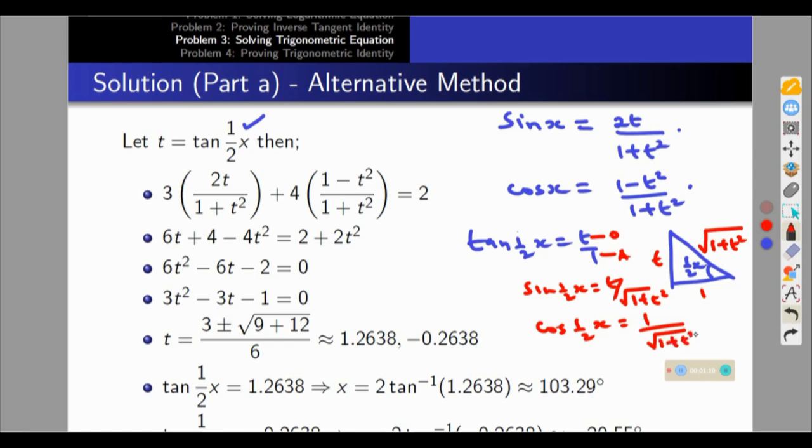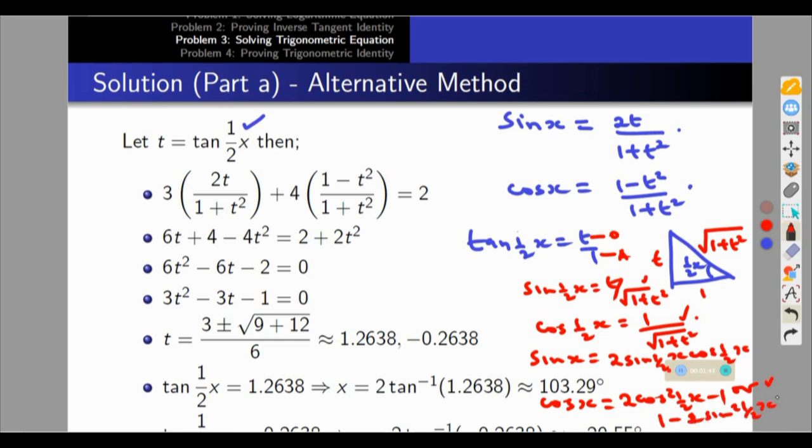So you should be able now to come up with sine of x, where you can use 2 sine a half of x, cos a half of x. So substitute for this. You can come up with cos of x by using the expression either 2 cos squared a half of x minus 1, or else you can use 1 minus 2 sine squared a half of x. Any of these, when you substitute for these values, you should be able to show that sine of x is this and cos of x is that.